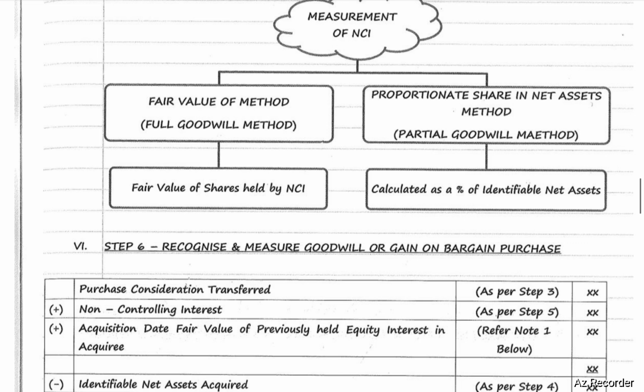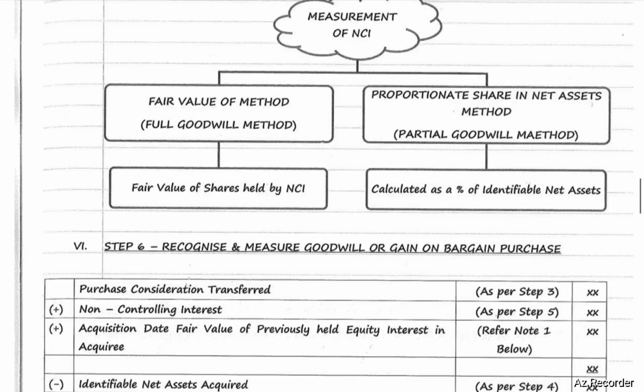In case of the fair value method or full goodwill method, we consider the fair value of shares held by non-controlling interest. In case of the proportionate share in net assets method or partial goodwill method, non-controlling interest will be calculated as a percentage of identifiable net assets.